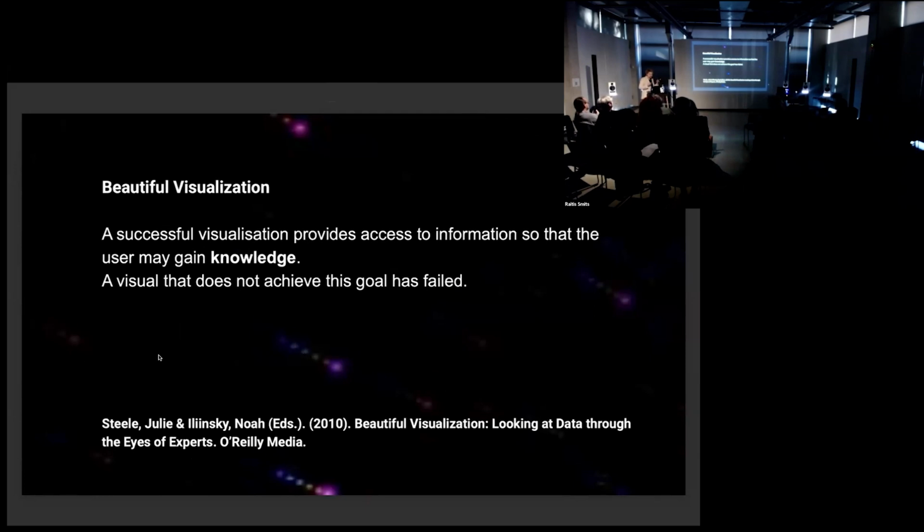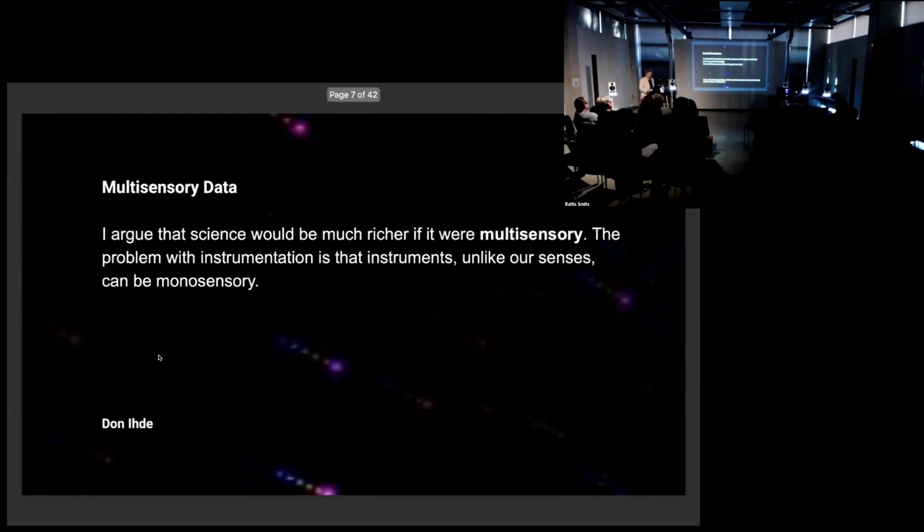There is a book, on beautiful visualization, which says that successful visualization should be gaining new knowledge. As we know from artistic research, which has recently become more and more an important part of academia, knowledge is not only statistical data; knowledge can also be produced through other senses, through artistic means, and through subjective experiences. So that just raises some questions.